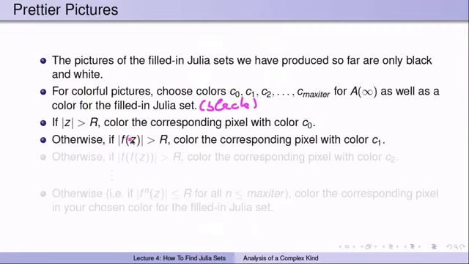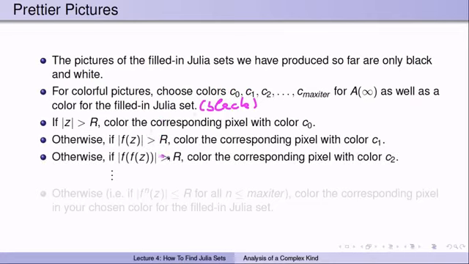Otherwise, find its iterate. If the iterate is greater than R in absolute value, color the corresponding pixel in color C1. If it's not bigger than R, but its second iterate is bigger than R, color the corresponding pixel in color C2, and so forth. So you are coloring pixels depending on how long it takes the corresponding point z to escape that circle of radius R. The longer it takes, the closer your color gets to the color for max iteration.